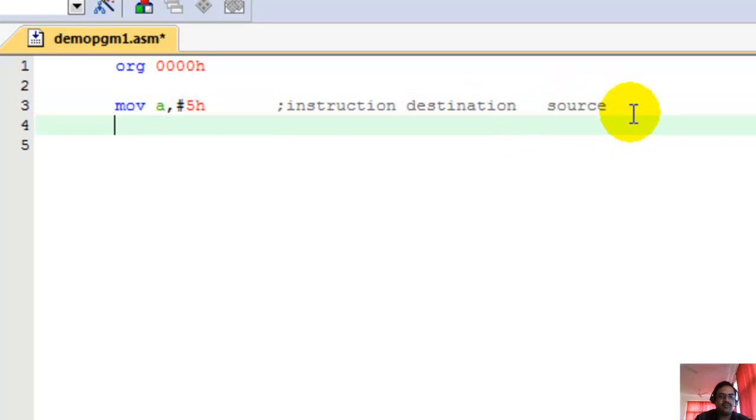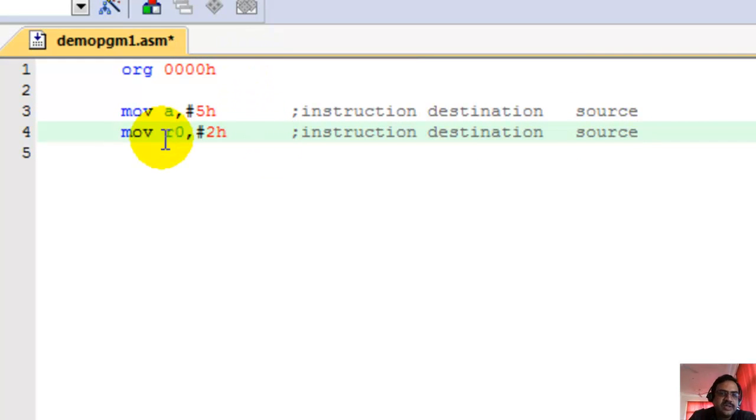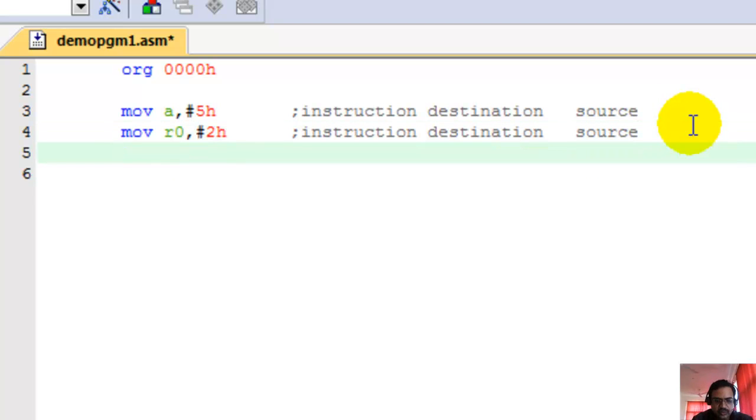Now there is also another form of move: move R0, hash 2H. As usual, the first one is the instruction, next is the destination, and next is the source. Now you can ask me one question here. You said 8051 is an accumulator based architecture, and the accumulator should be one of the operands. It is only for arithmetic and logical operations that this applies. In this, I'm just moving data, and that too immediate data into a register, so that is not an issue.